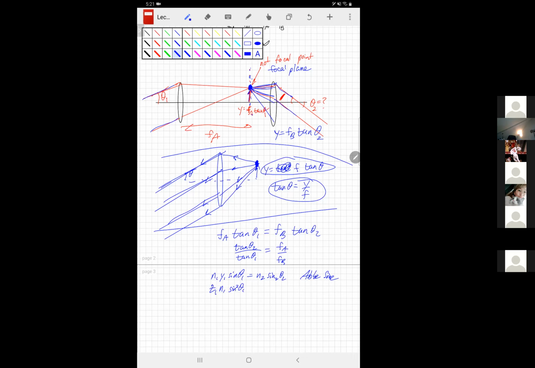I'm just going to consult the Bible. The Bible being Born and Wolf, Principles of Optics. This book was written originally in the 50s, before the invention of the laser. Everything in here is still 100% correct and applicable. All right, Herschel condition. What was I trying to say?